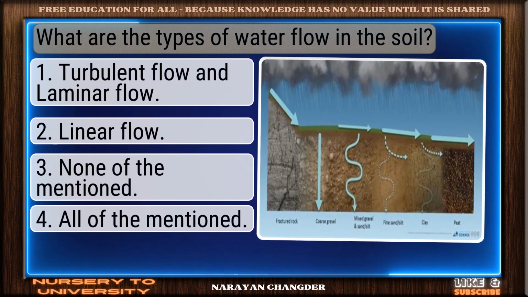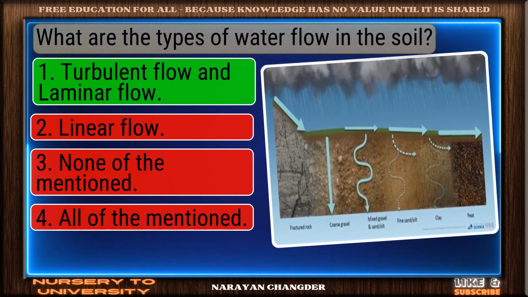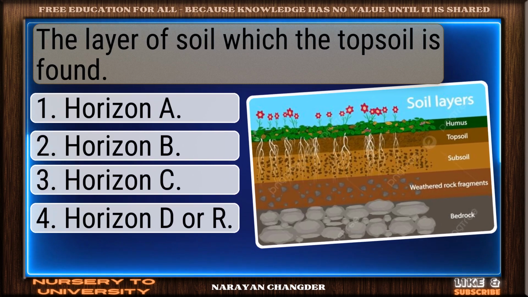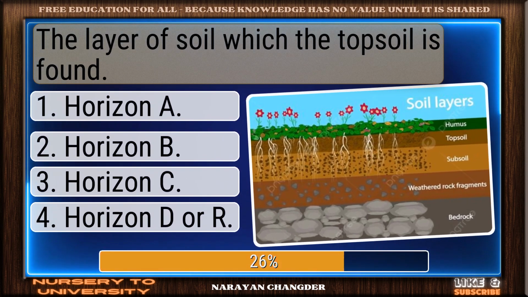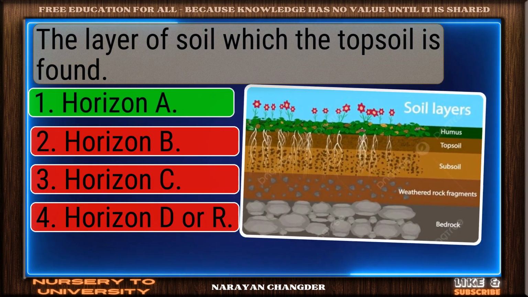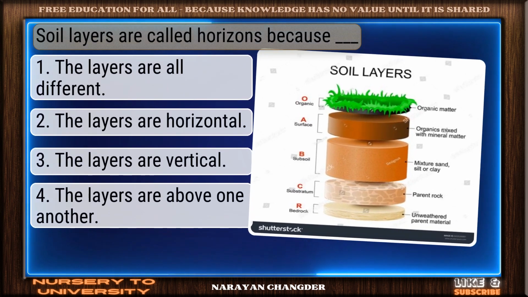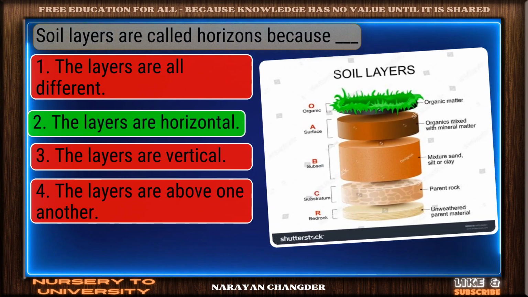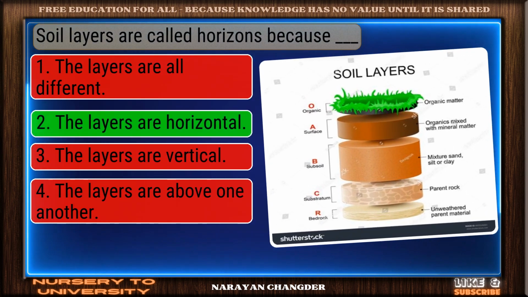What are the types of water flow in the soil? Strong choice. Turbulent flow and laminar flow is the right answer. The layer of soil which the topsoil is found. Right again. Horizon A is a valid answer. Soil layers are called horizons because dash. Nice selection. The layers are horizontal is the correct and valid answer.